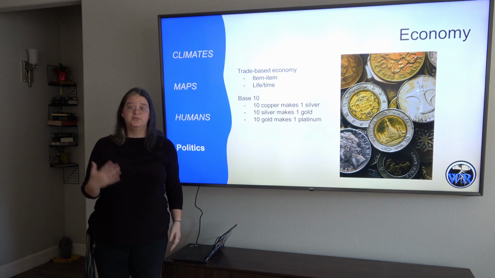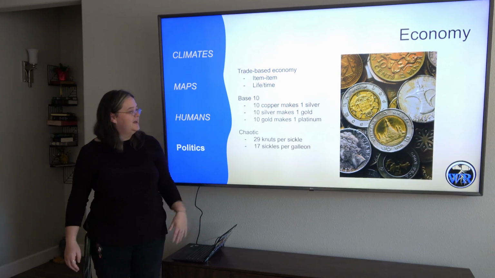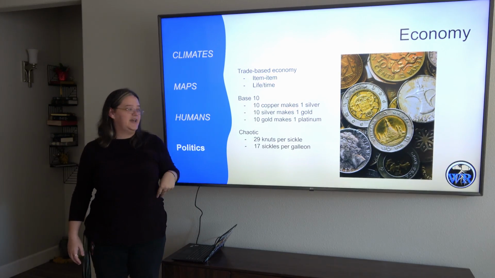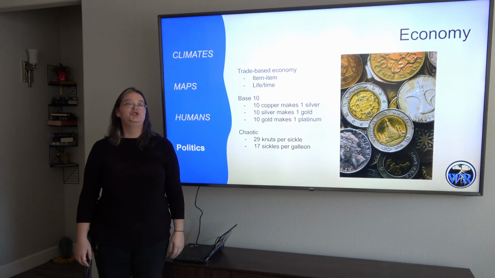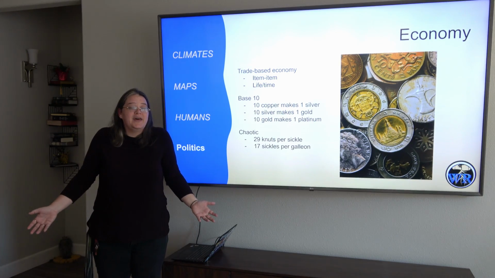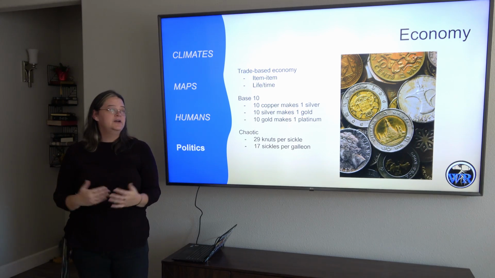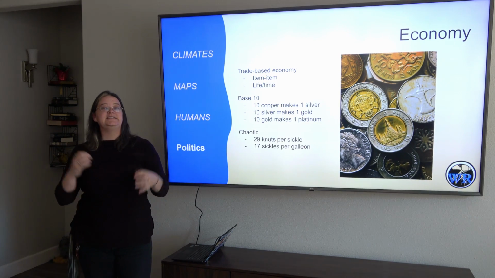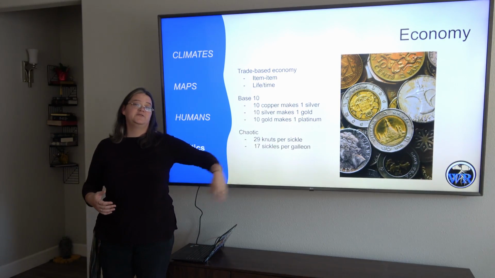And then, of course, you can do the J.K. Rowling method, which is who knows. So that's going to be your chaotic. You've got 29 nuts per sickle and 17 sickles per galleon. Sure, why not? Don't expect your characters to remember that. You can sort of integrate it in, and that's something for you to know. But unless your character is an economist or a banker of some regard, this is not interesting information for your reader to remember.